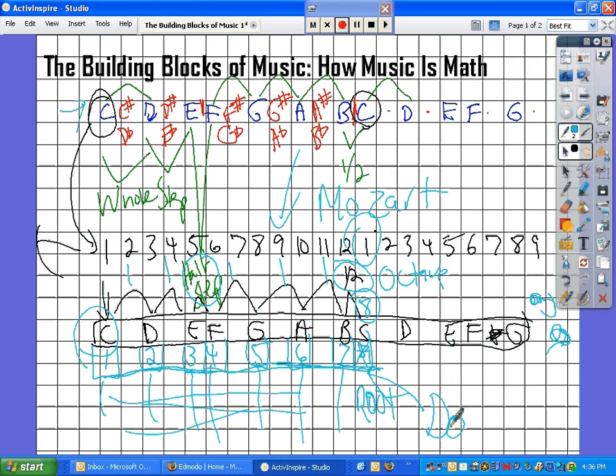So that's basically some background on the building blocks of music. I'm going to talk about then why this pattern is important and how it fits into a lot of pop music in the very next lesson.